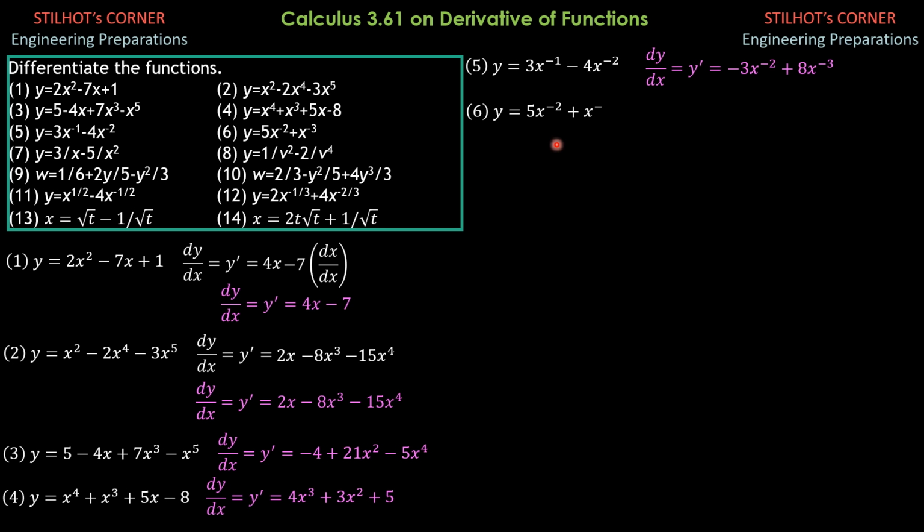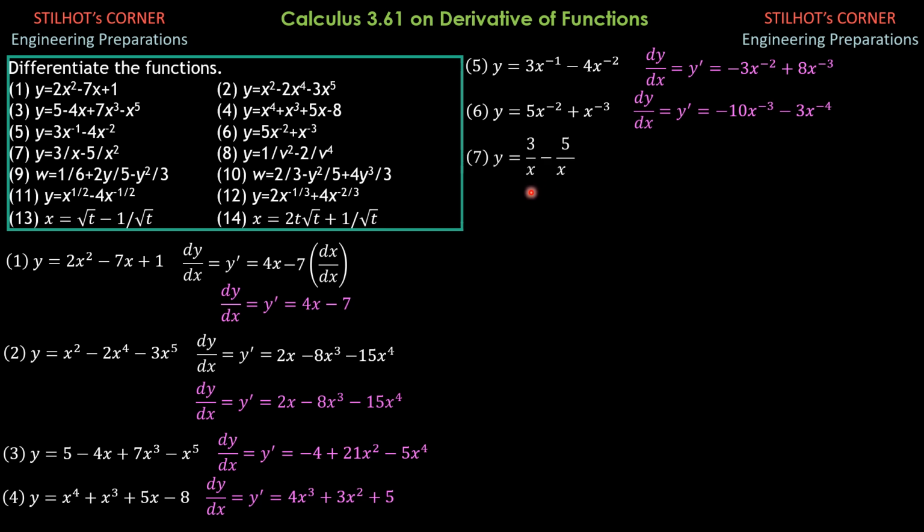Number 6, y equals 5x to the negative 2 plus x to the negative 3. So 5 times negative 2 is negative 10, x to the negative 2 minus 1, so x to the negative 3. So negative 10, x to the negative 3, then minus 3, because 1 times negative 3 is negative 3, x to the negative 3 minus 1, so negative 4. So the derivative is negative 10x to the negative 3 minus 3x to the negative 4.